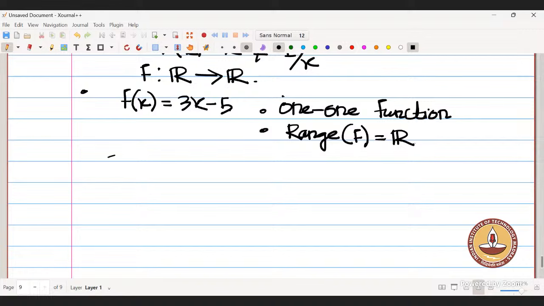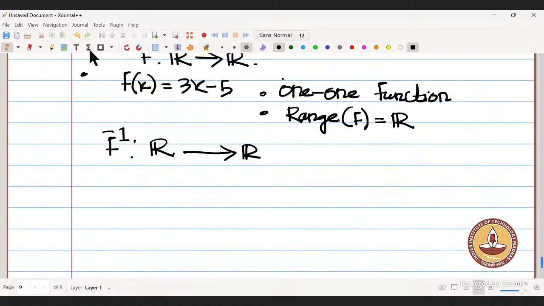So if I consider the F inverse, then this will give me a map from R to R, right? And how can I find the inverse of this function? Assuming g(x) is equal to y. Correct. So it will be (y plus 5) upon 3. Yeah, let's say this is the inverse, right? g is equal to F inverse.